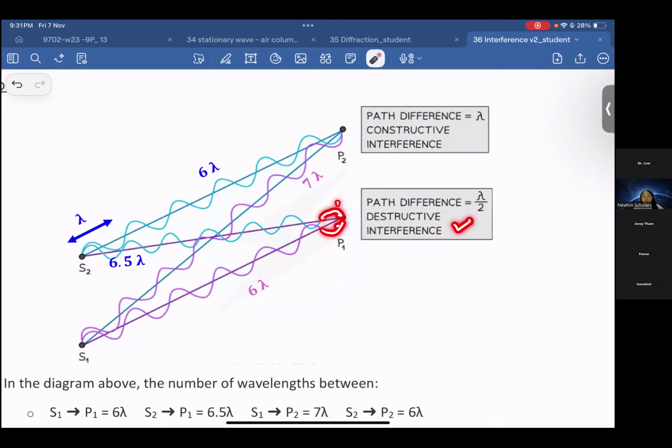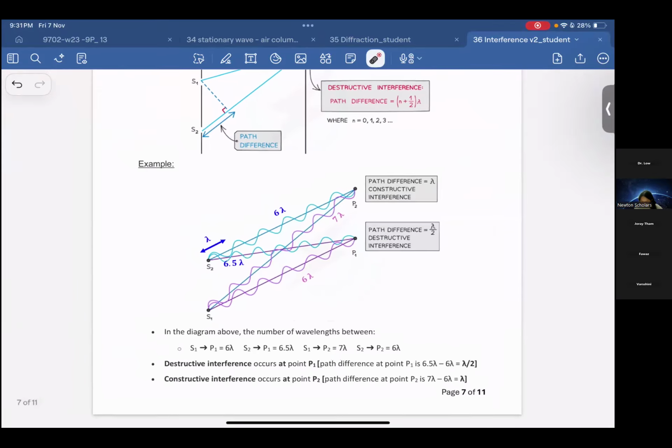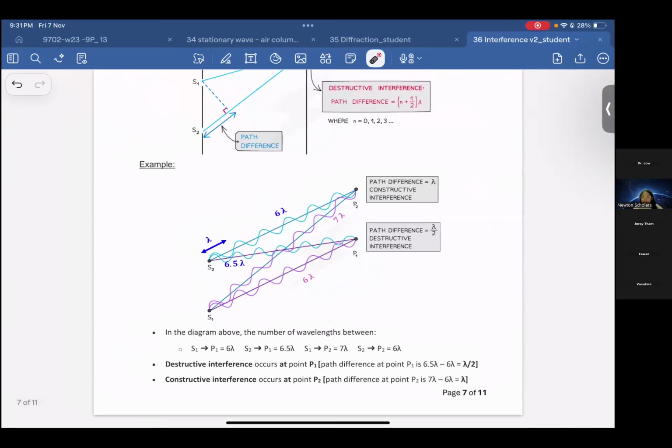So boys and girls, did you get the idea? Path difference can help us to decide whether constructive interference or destructive interference is happening. So boys and girls, can you get the roughly basic idea? Is it okay?